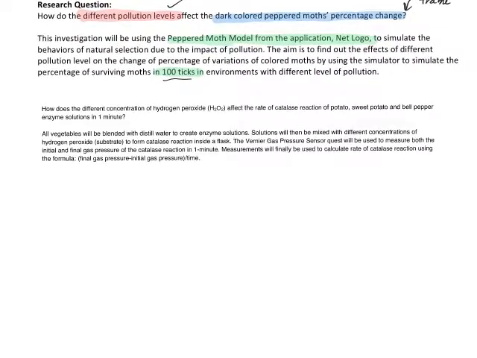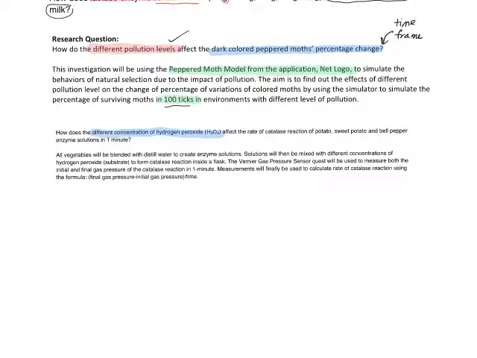Okay, how do different concentrations of hydrogen peroxide, there's your independent variable, affect the rate? Let me switch colors. I'm trying to stay at least somewhat consistent. Okay, so this is pink. And then the rate of catalase reaction, so there's your dependent variable. I like that they're being nice and specific. They're telling us the specific organisms they're looking at, and they're looking at the time frame of 1 minute. Then they give us a little bit more information: the piece of equipment they're using, even the formula that they're going to use. That's very nice and specific.